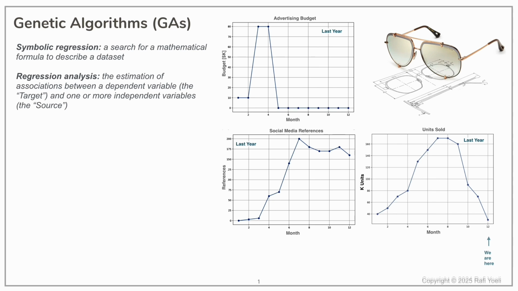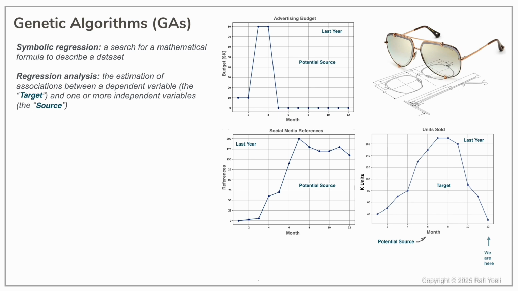In our analysis, we're working with three sets of time series data, obtained over the last 12 months. The first one is the number of units sold, which is our target variable. The second is the amount of social media references, a potential source variable. The third data series is our advertising budget, another potential source variable. The question is, can we find a formula that explains how these source variables influence our target variable?